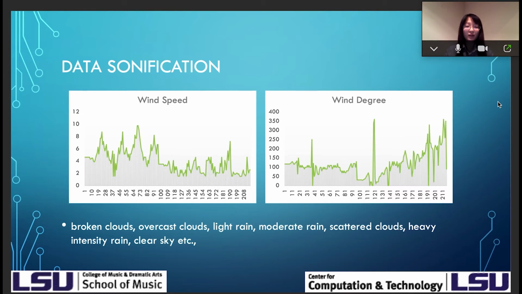The description of the weather includes broken clouds, overcast clouds, light rain, moderate rain, scattered clouds, heavy intensity rain, clear sky, etc. And these words could map to Max MSP and trigger sound effects to signal listeners the changes. These sound effects create auditory icons and earcons, which could form recurring patterns and be perceived intuitively. Therefore, listeners could navigate the symbolic sounds naturally and perceive the complex messages in the second dimension.